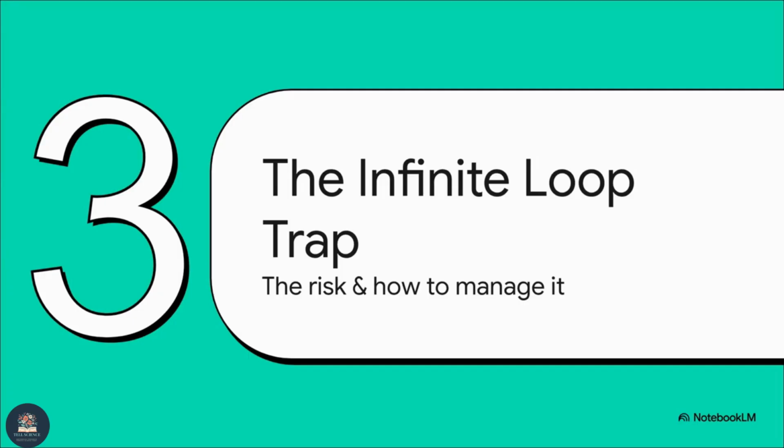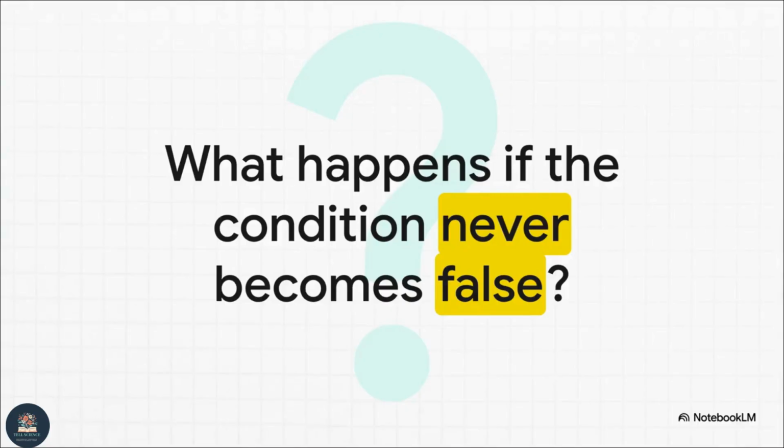All right, now we've got to talk about something super important. This is easily the biggest mistake people make with while loops. I'm talking about the infinite loop trap. And this question gets right to the heart of the danger. Think about it. If your loop's condition is always true, why would it ever stop running? The short answer is, it won't.